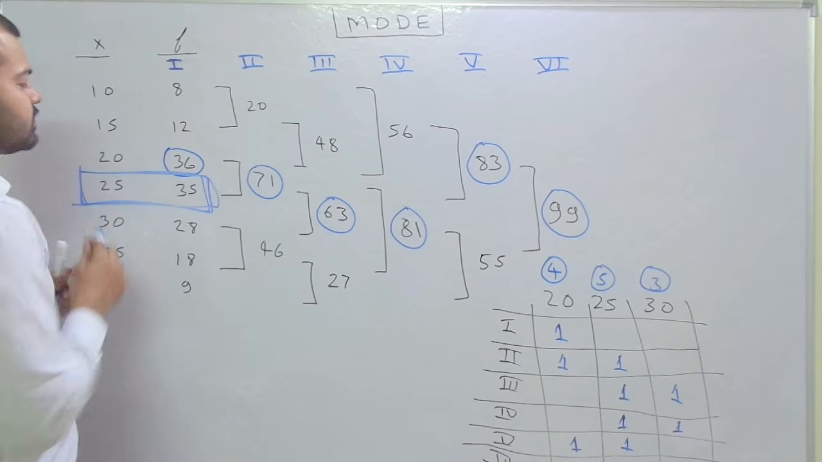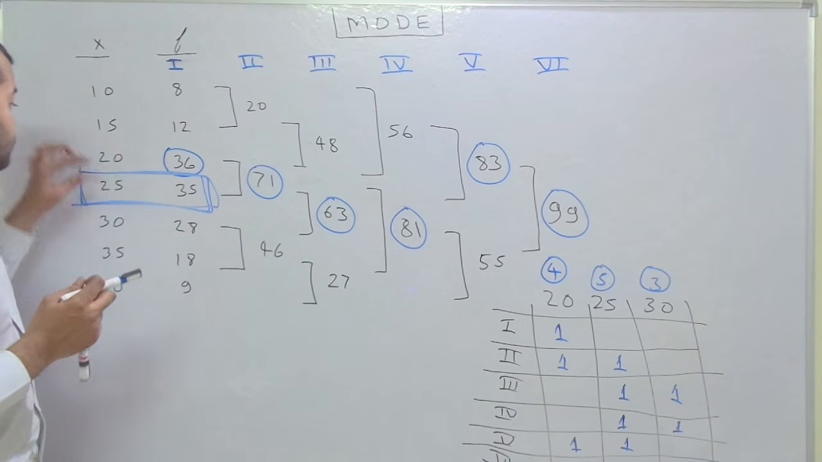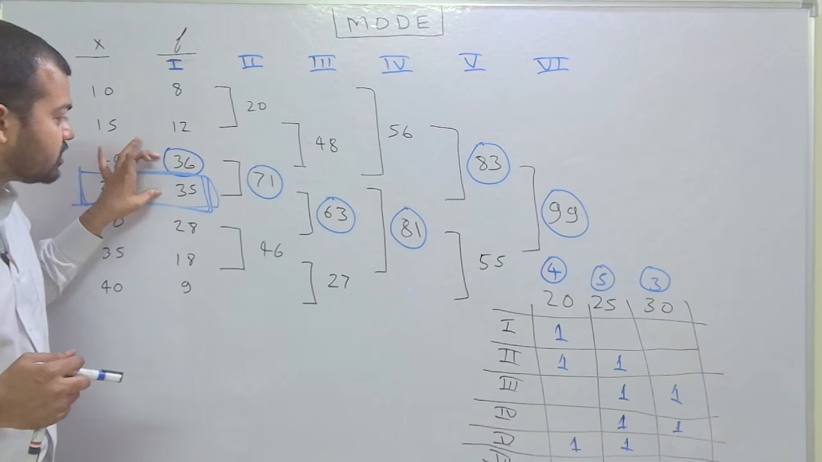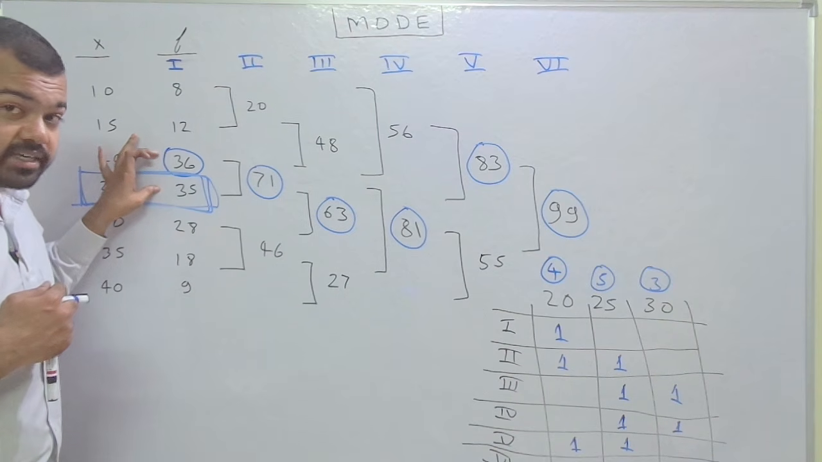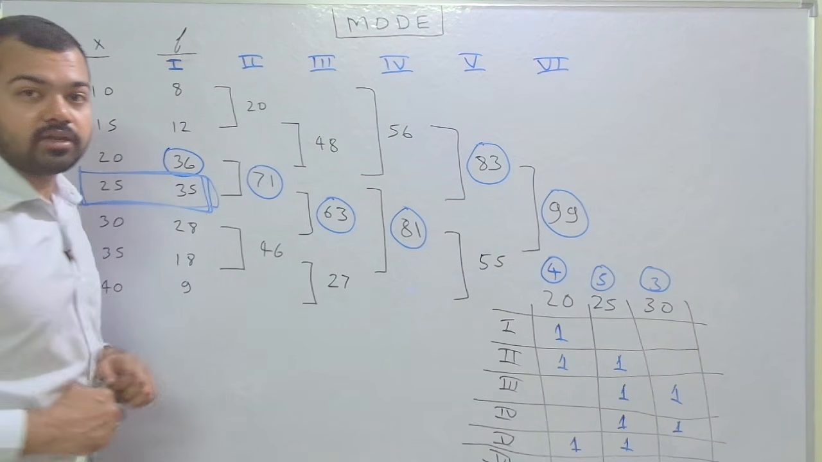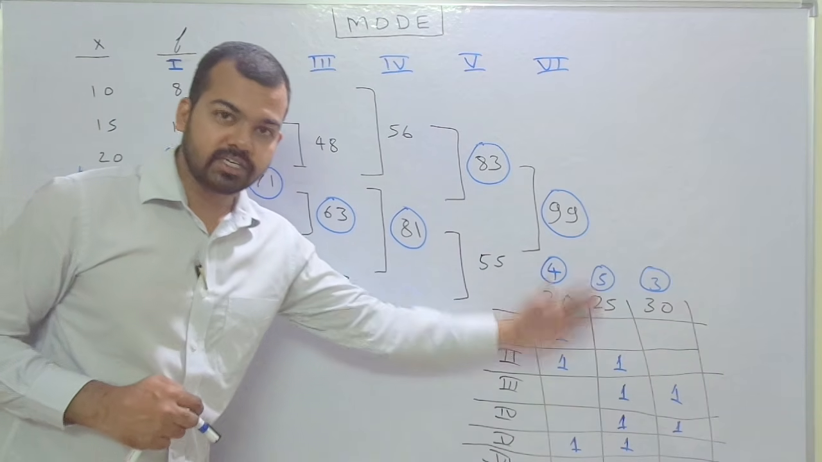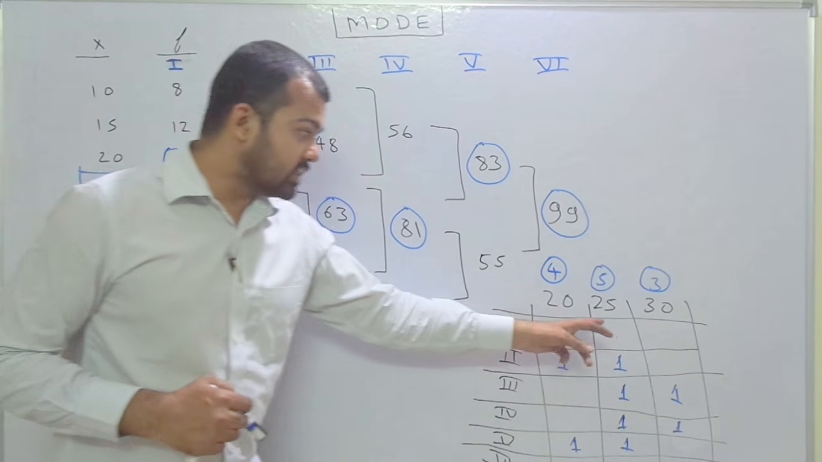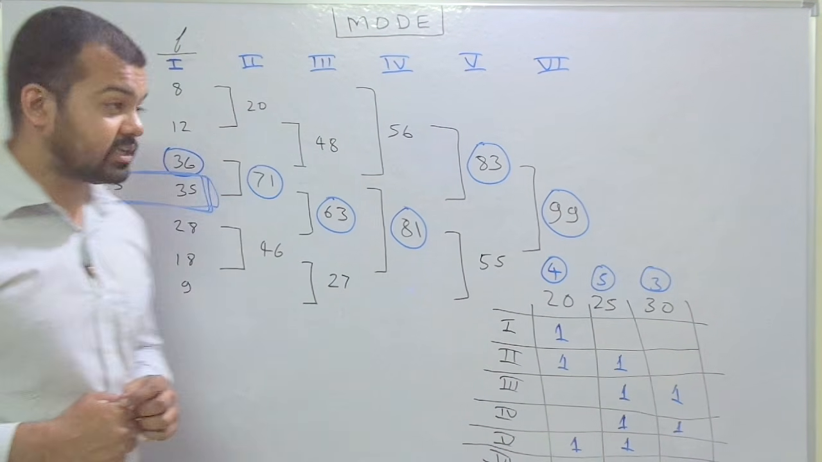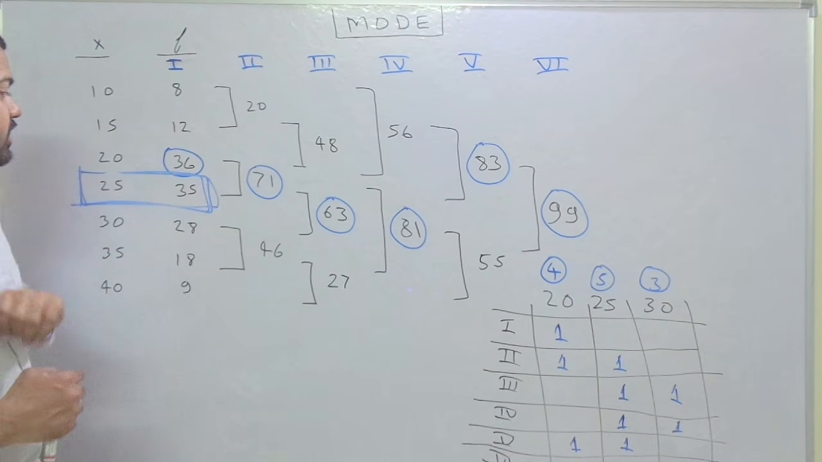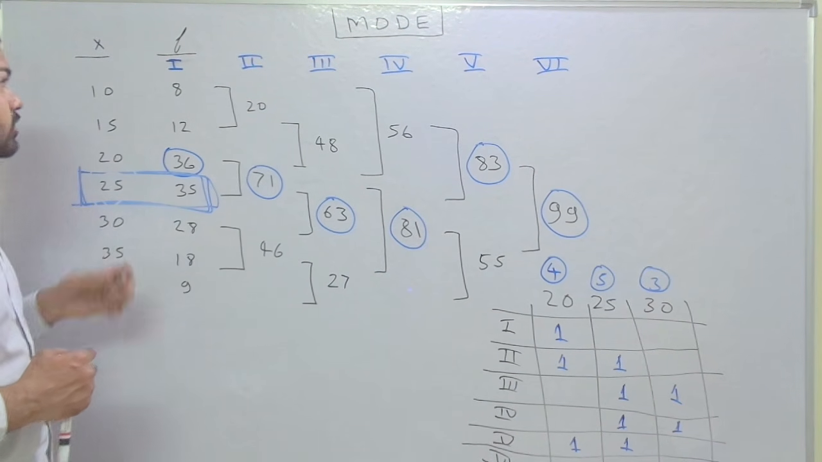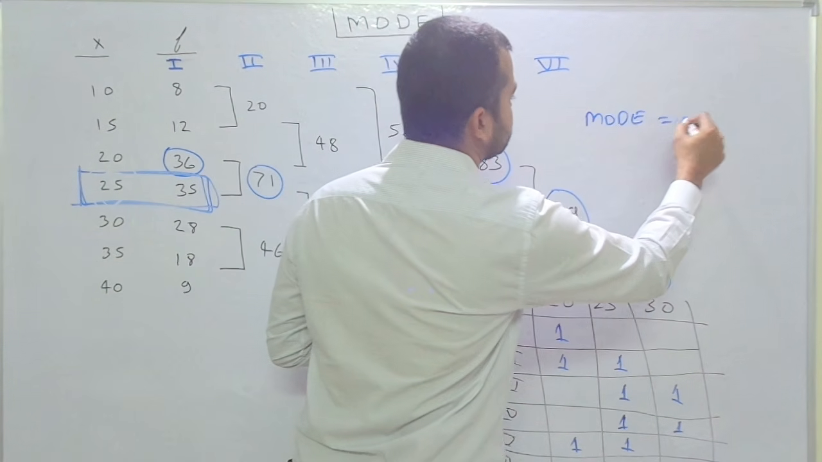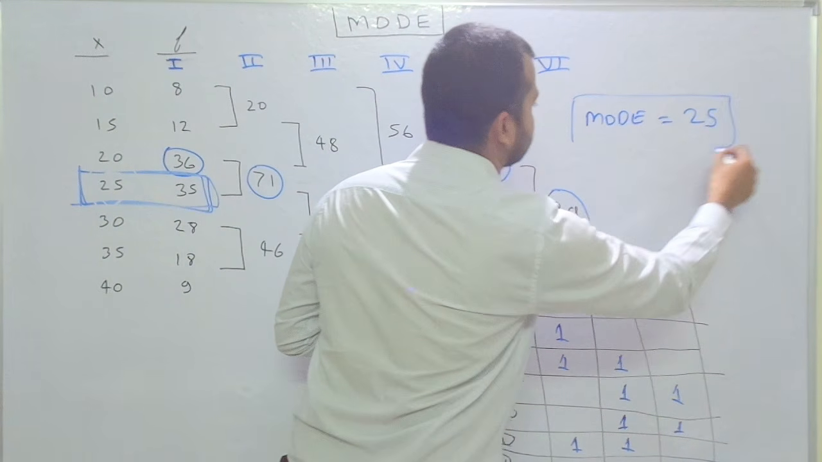So by observation, we were thinking that 20 is the model value, because 36 is the highest value. But heavily concentrated 35 is also on either side. That's why we need to draw this grouping table, and after grouping table we need to draw this analysis table also. After observing this analysis table, we can see that 25 comes out as 5 times highest value. That is why 25 is your mode. So the final answer, mode is equal to 25. This is your final answer.